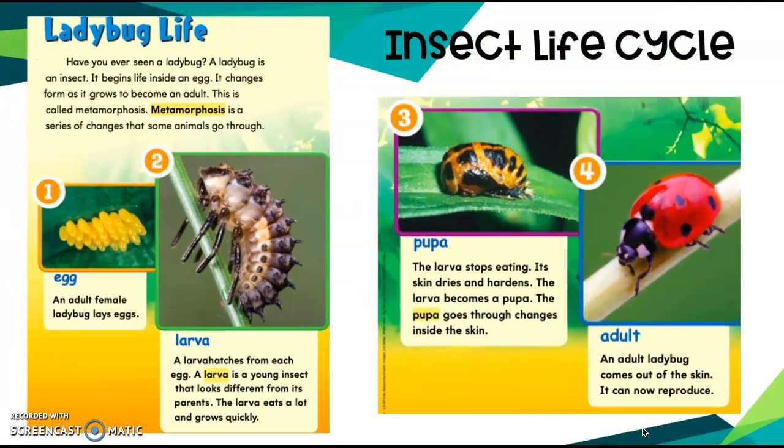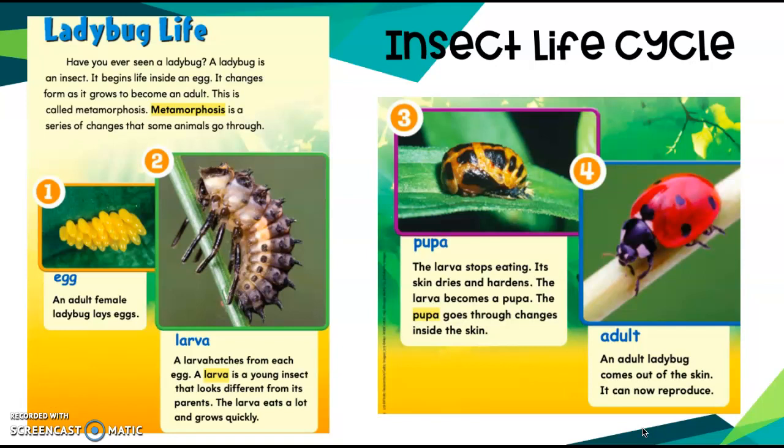Insect life cycles. Ladybug life. Have you ever seen a ladybug? A ladybug is an insect. It begins life inside an egg. It changes form as it grows to become an adult. This is called metamorphosis. Metamorphosis is a series of changes that some animals go through.